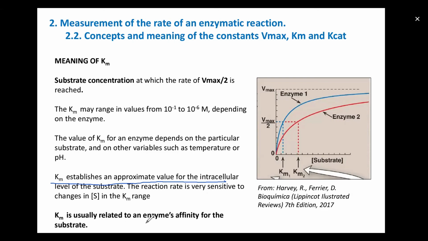And of course, the Km is usually related to an enzyme's affinity for the substrate. So the Km value also shows how much affinity an enzyme has to bind to a substrate. The lower the Km value, the higher the binding affinity of the enzyme toward the substrate. So that is why the lower the Km value, the better the enzyme is, and the higher the value of Km, the lower the affinity of the enzyme toward the substrate. So it is always good to have an enzyme with a lower Km value.